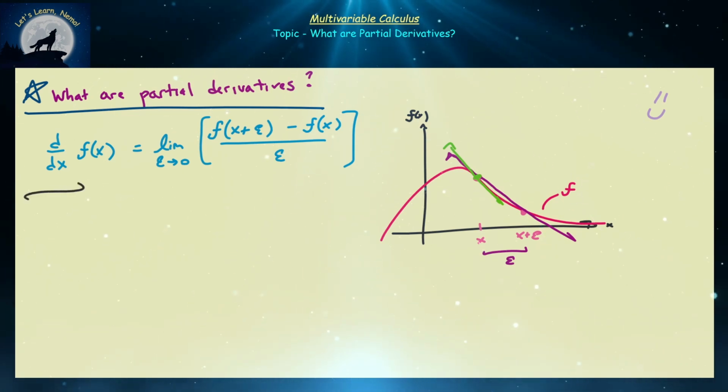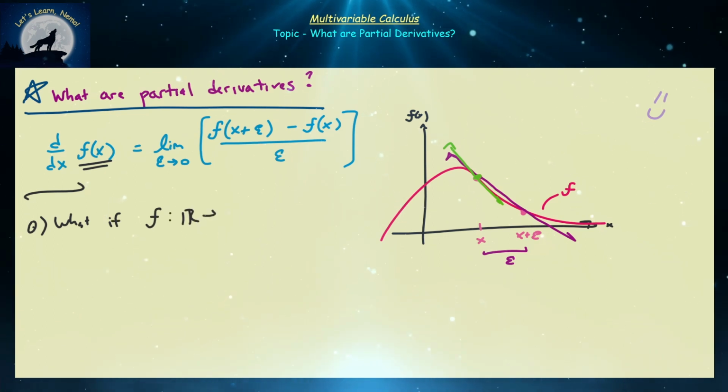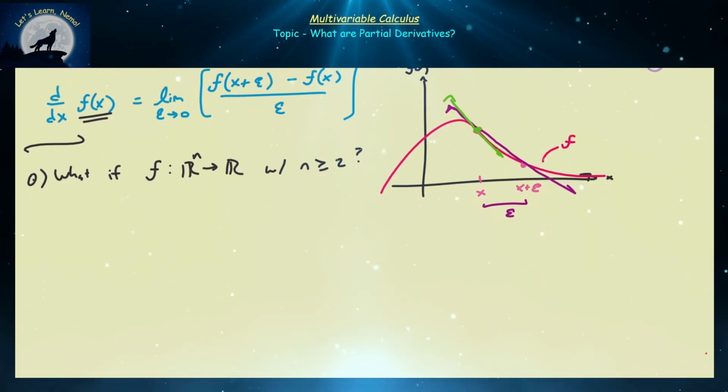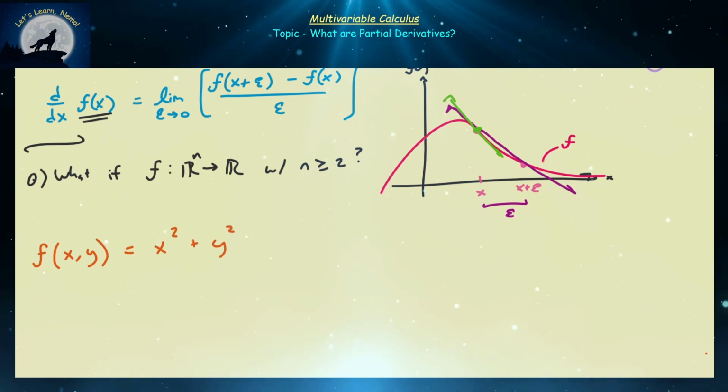So the natural question one can ask, especially since we're looking at multivariable functions, is the following. What if f, instead of sending R to R, sends R^n to R, in particular with n greater than or equal to 2? Let's look at a particular multivariable function of 2 dimensions, because if you can do 2, technically you can do all. Let's assume f(x,y) is equal to x squared plus y squared plus e to the x plus the natural log of y.